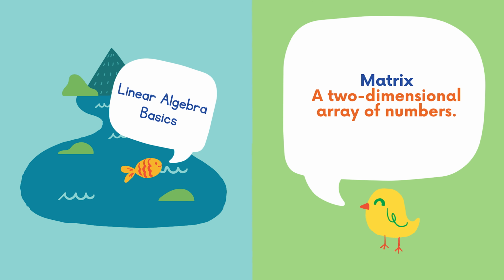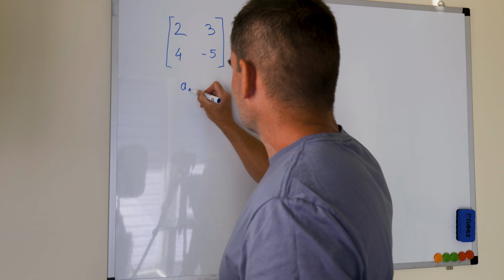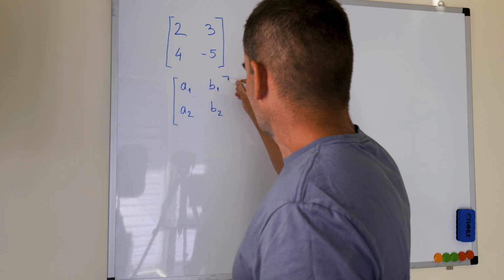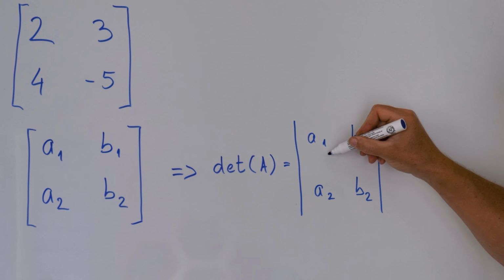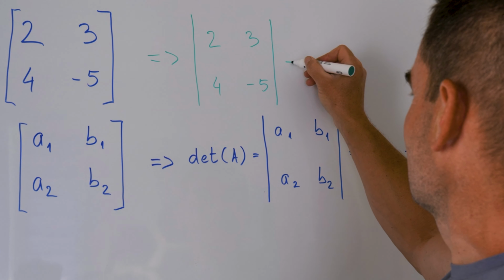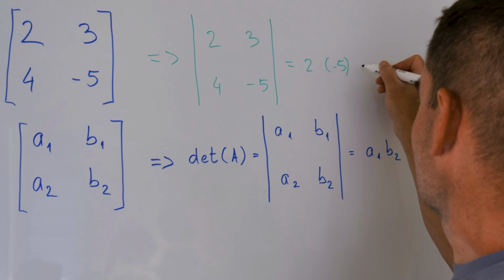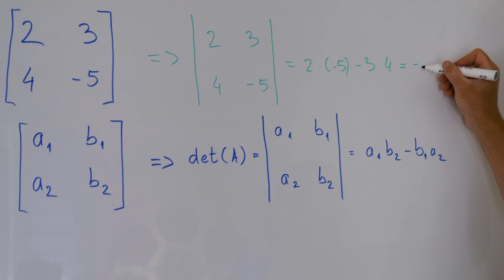A matrix is just a two-dimensional array of numbers written in the following form. Given a 2x2 matrix, a1, b1, a2, b2, we can calculate its determinant using the following formula: a1 times b2 minus b1 times a2. For our 2x2 matrix, this gives us 2 times minus 5 minus 3 times 4, which is minus 22.